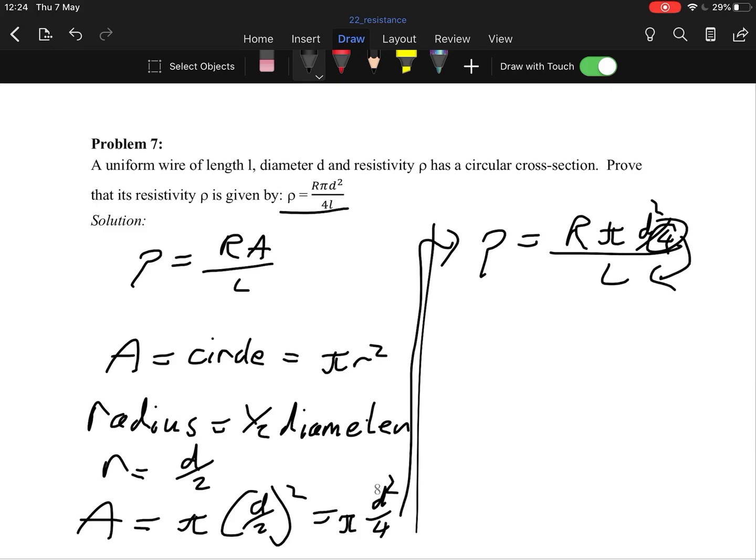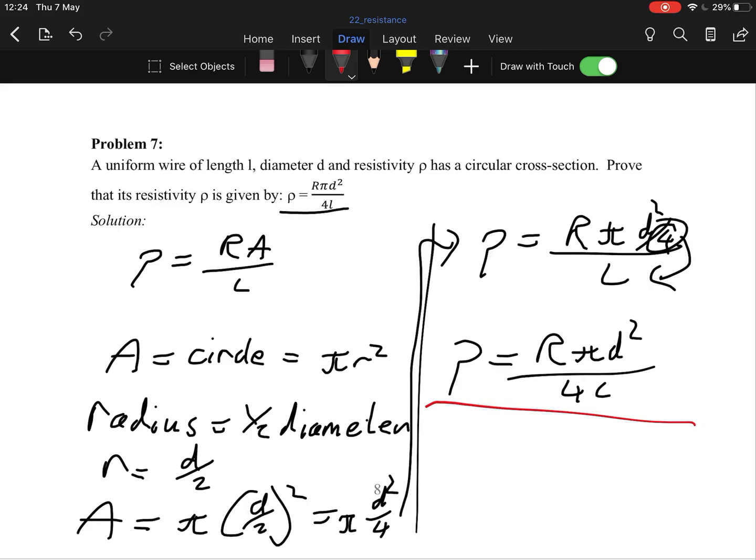What happens if you have a fraction above the line? You pull what's below the line as well. Rho equals R pi d squared over 4L. And there you go. That's where it comes from, D being the diameter. Radius is half the diameter, so the radius is equal to diameter divided by 2. And that's where we get it: rho equals R pi d squared over 4L.